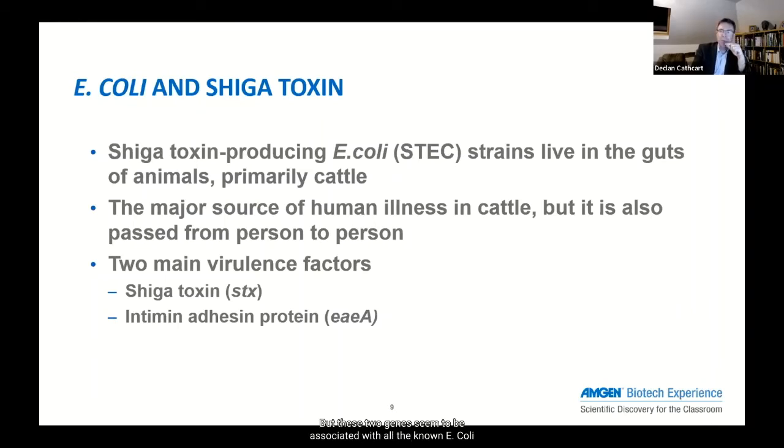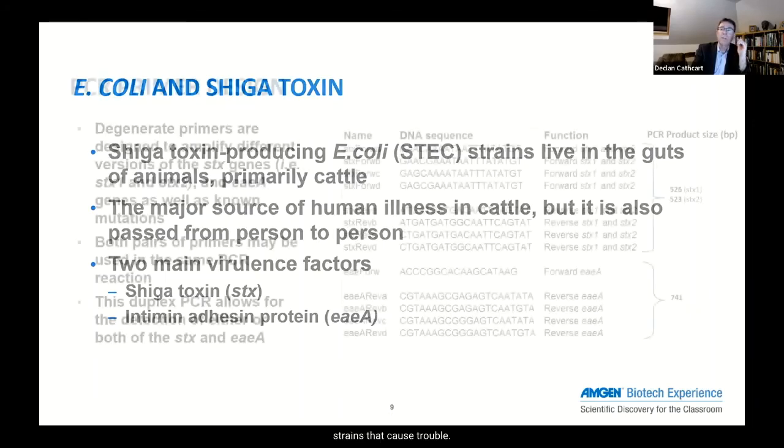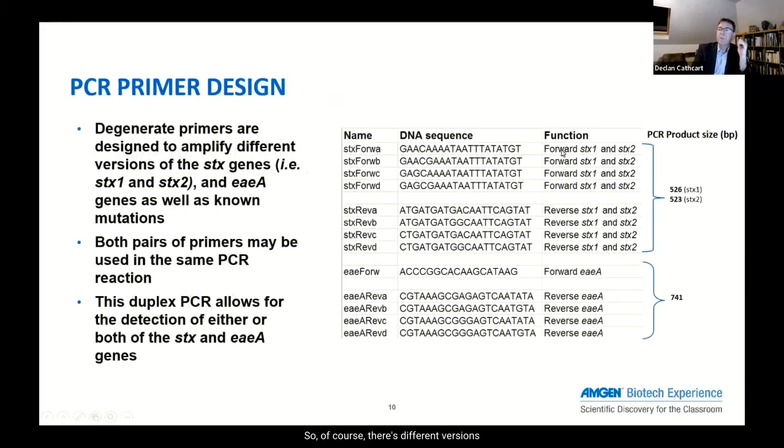But these two genes seem to be associated with all the known E. coli strains that cause trouble. So of course there are different versions of the genes, which adds complication to the mix. So what I had to do was design not just one set of primers, but what we call degenerate primers. So they're like a mix of primers that might just be different. If you look closely, there might be just slight differences in the sequences, just maybe one or two bases different.